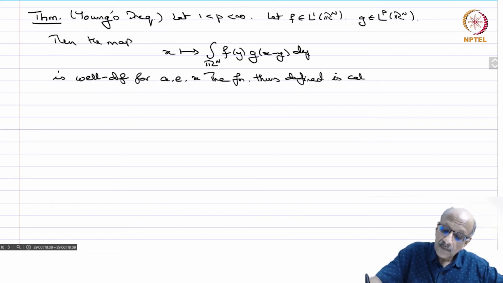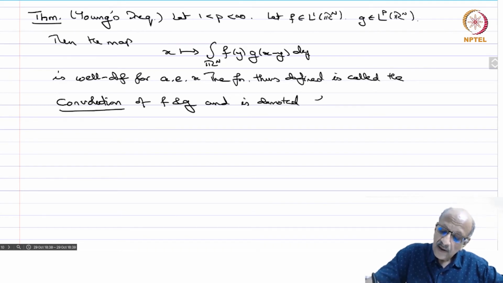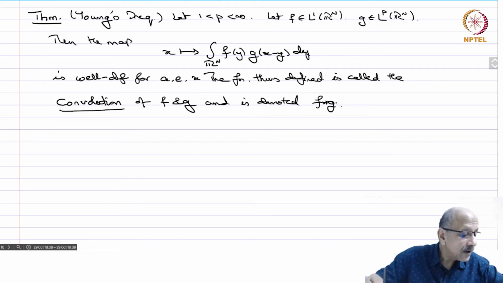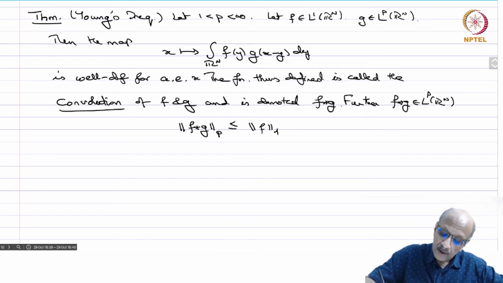is called the convolution of f and g, and is denoted f star g. Okay, further, f star g belongs to Lp of Rn, and you have the Young's inequality. Norm of f star g in Lp is less than or equal to norm f in L1 times norm g in Lp. Okay, so this is called Young's inequality.